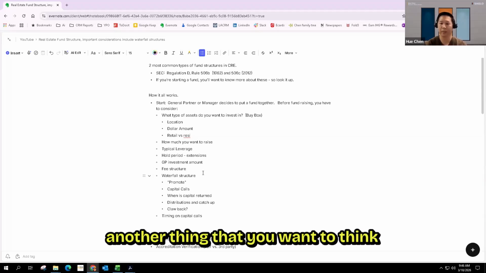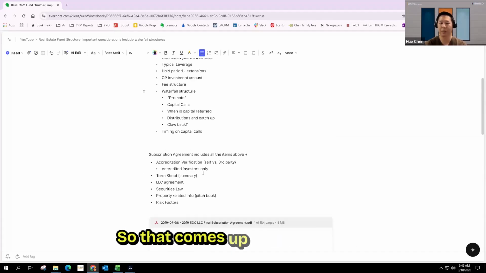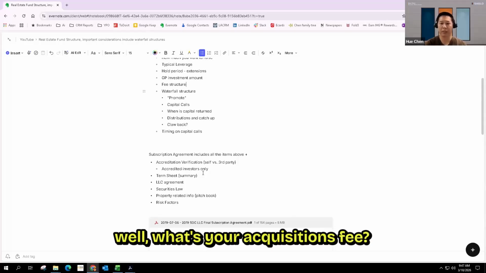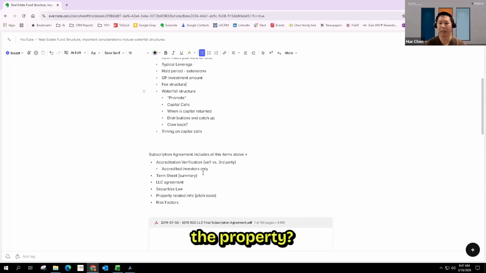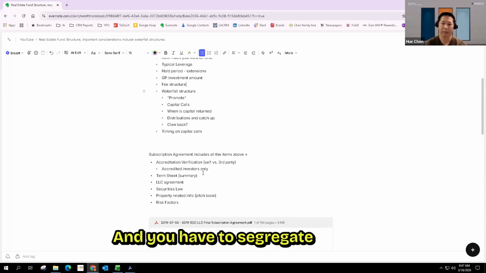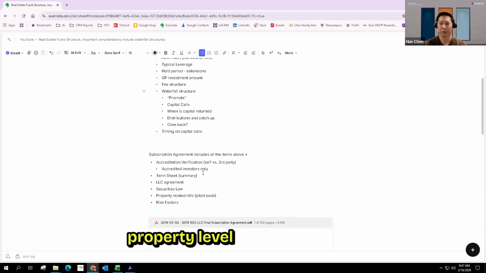Another thing that you want to think about is your fee structure. That comes up a lot in investor discussions, and they want to know, well, what's your acquisitions fee? Is there a dispositions fee? Is there a fee when you put a loan on the property? What's your management fee? What's your leasing fee? Is there an asset management fee? And you have to segregate what are property-level fees, like leasing commissions and property management fees, and what's the fund-level fee structure. Asset management fees would be a fund-level fee. The acquisitions fee would be as well.